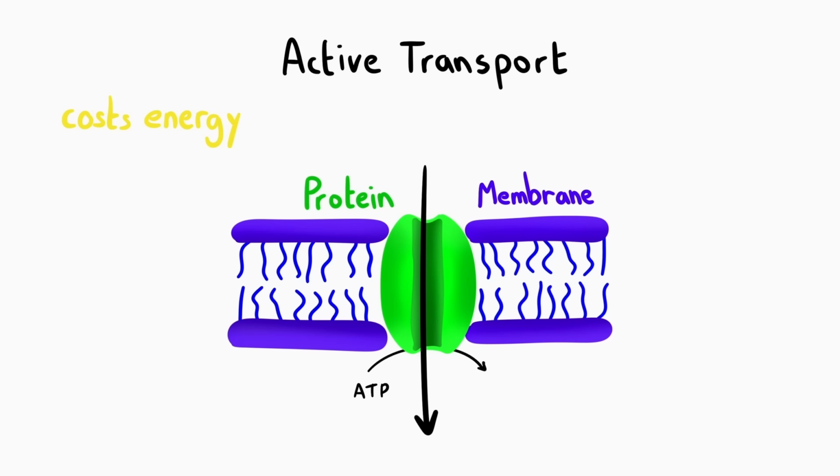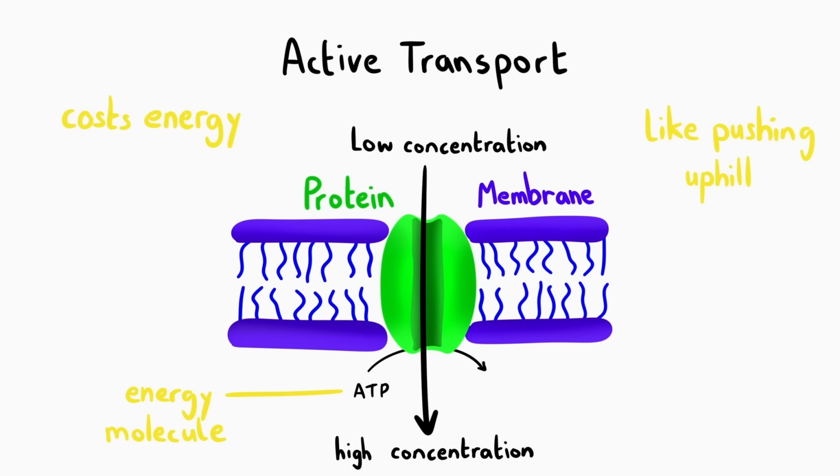Unlike diffusion and osmosis, which are passive processes driven by concentration gradients, active transport requires energy in the form of ATP. Active transport is the movement of substances from a region of lower concentration to a region of higher concentration. This means it works against the concentration gradient. This is why energy is required to work against the natural direction of movement.